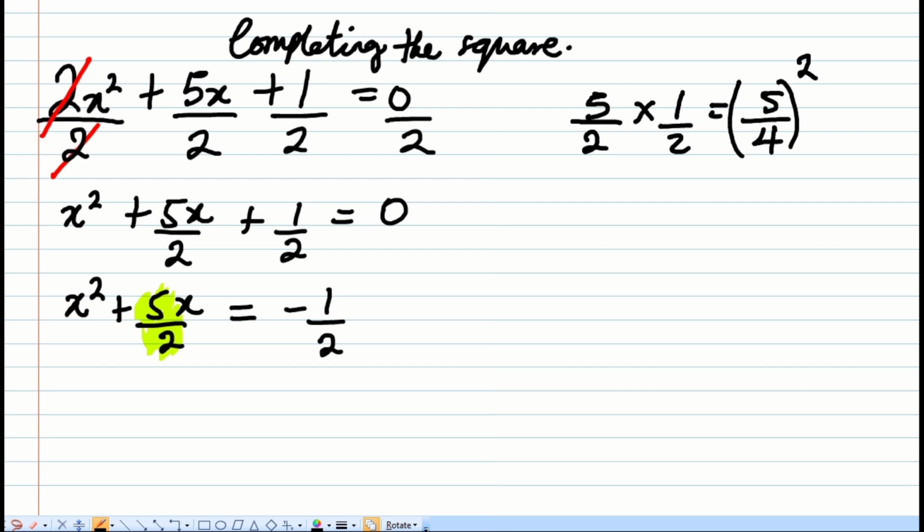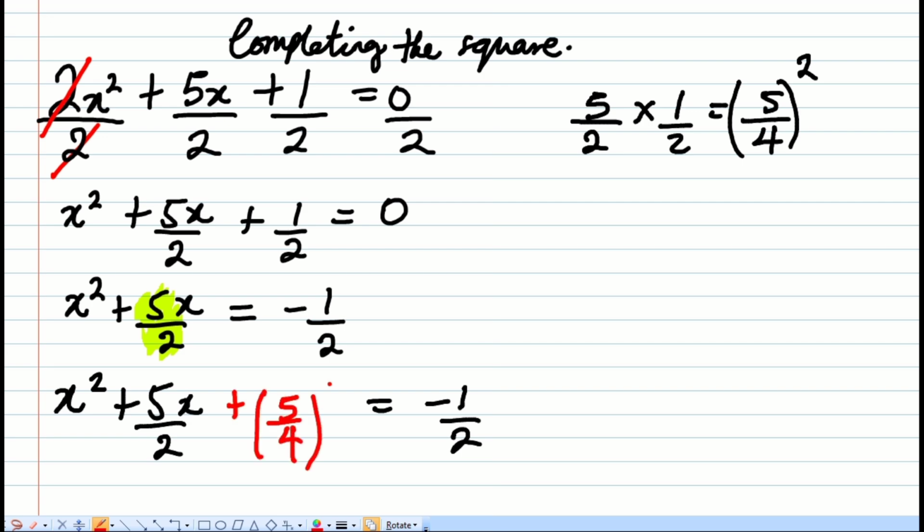And then we're going to add this number to both sides. So we have x squared plus 5x over 2. We're going to add it. Let me use another color for that. So we're adding 5 over 4 all squared to both sides.